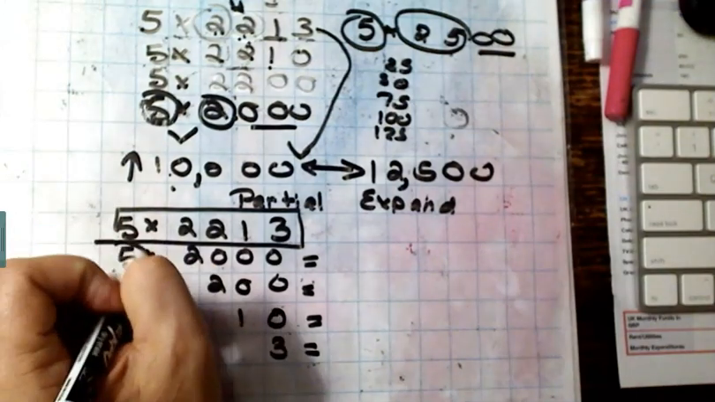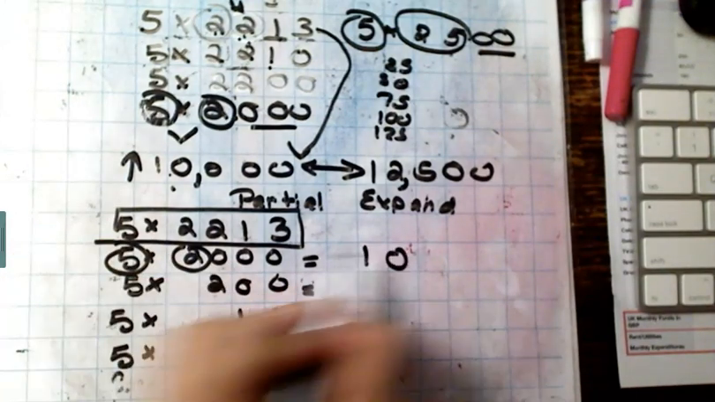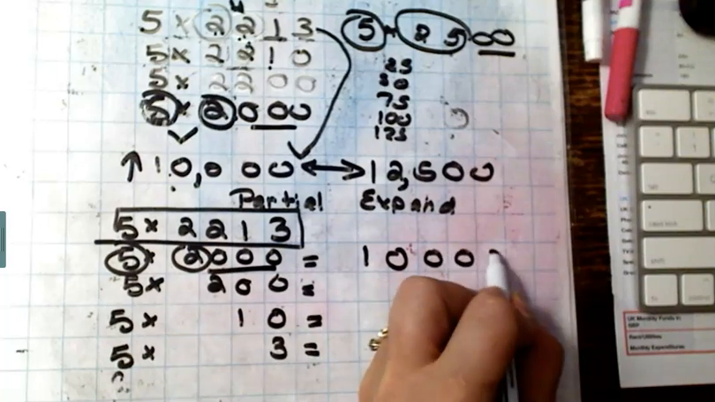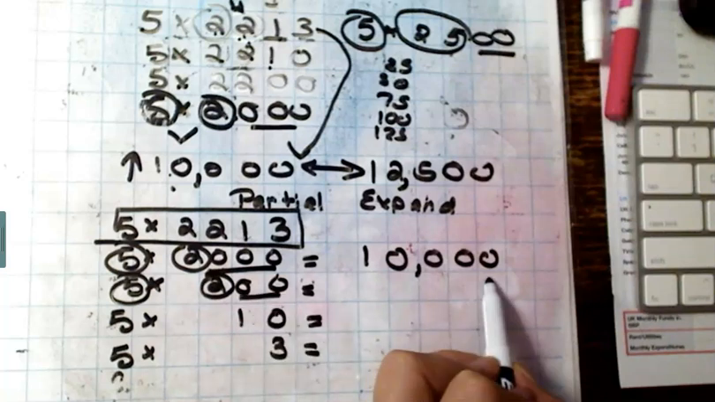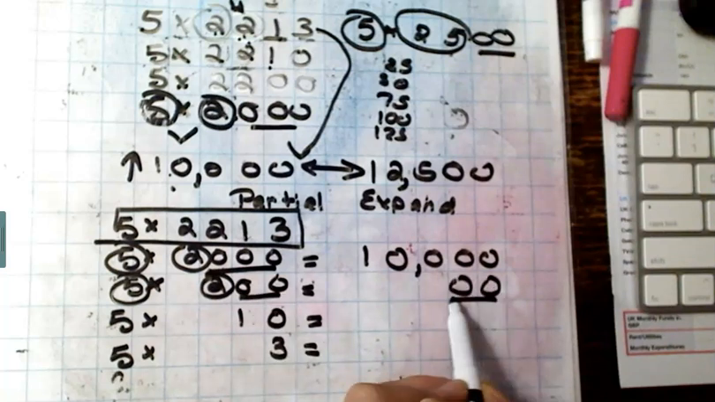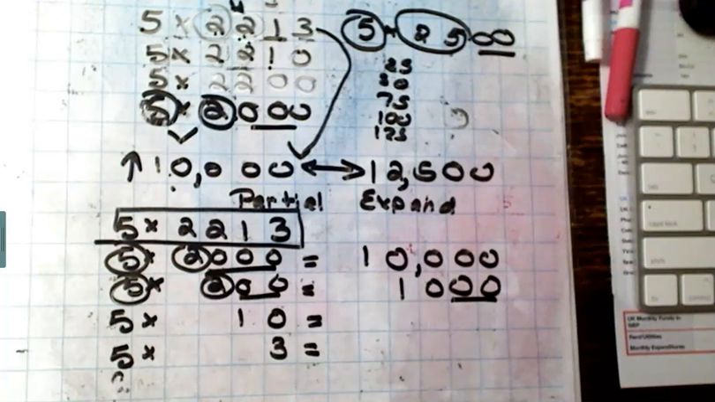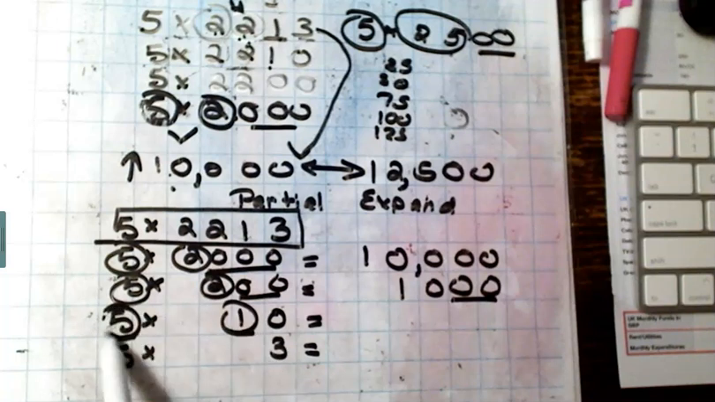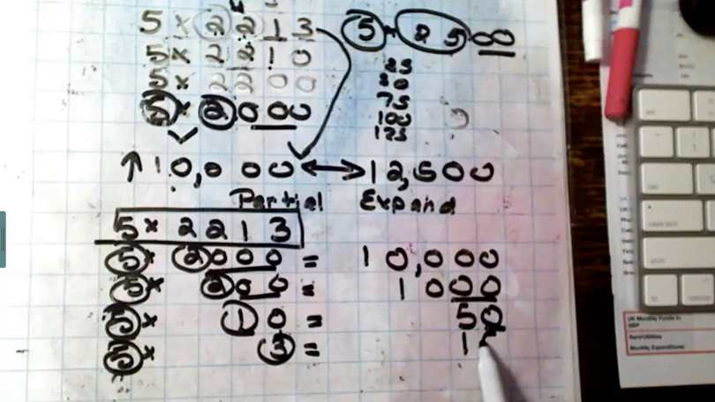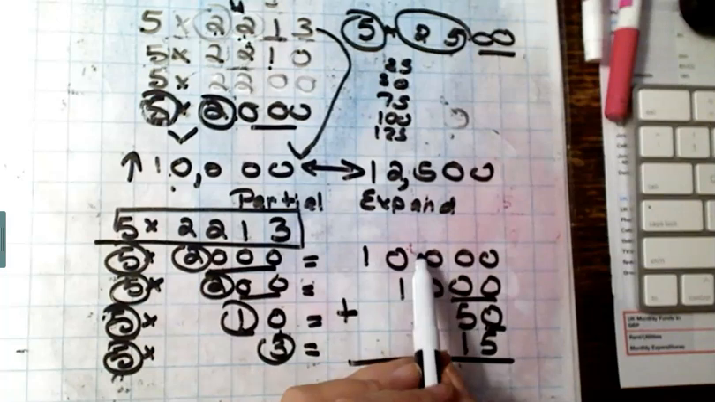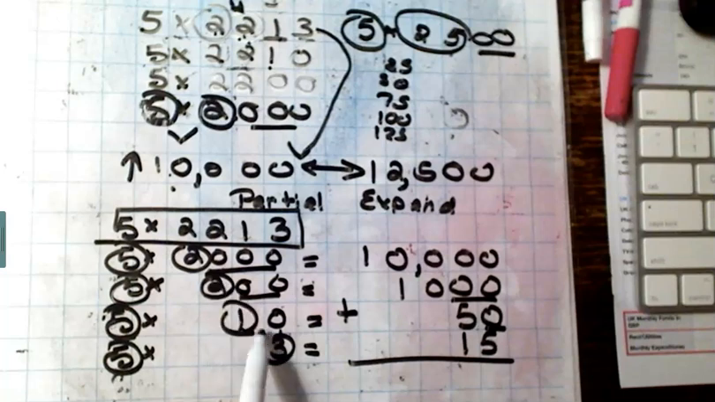5 groups of 2,000, 5 groups of 2 is 10. How many zeros do I add? 1, 2, 3. 5 groups of 2 again is 10, but 2 zeros. So I'm going to have to build this one backwards. 2 zeros for here and a 10. Ooh, that was tricky. 5 groups of 10. 5 times 1 is 5 and 1 zero, so I'm going to build it backwards. And then 5 groups of 3 is 15. So I have to make sure I line up my place value of these partial products. 0 add 0 add 5.